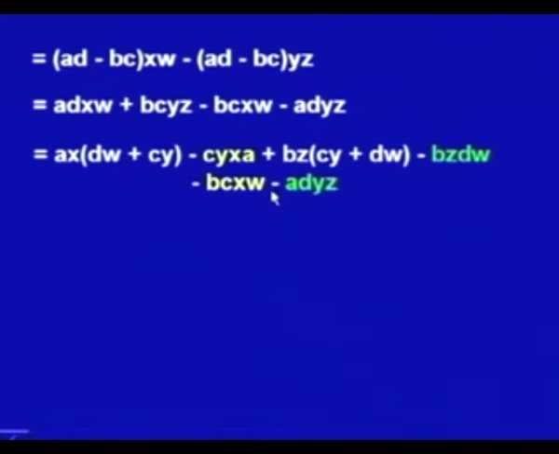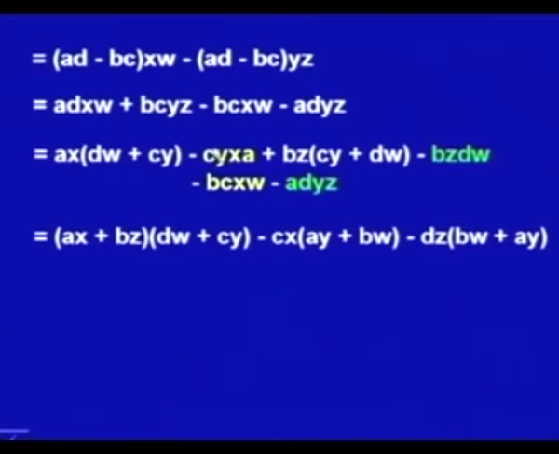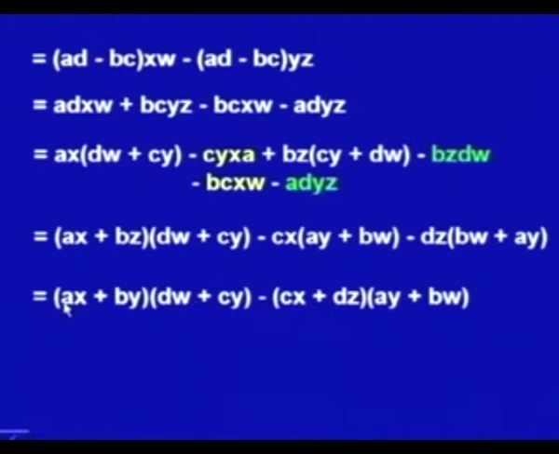Now, we can adjust these quantities and we can write down (ax plus bz)(dw plus cy) minus (cx)(ay plus bw) minus (dz)(bw plus ay), and that gives me the final result as this. So, determinant of product is equal to product of determinants.